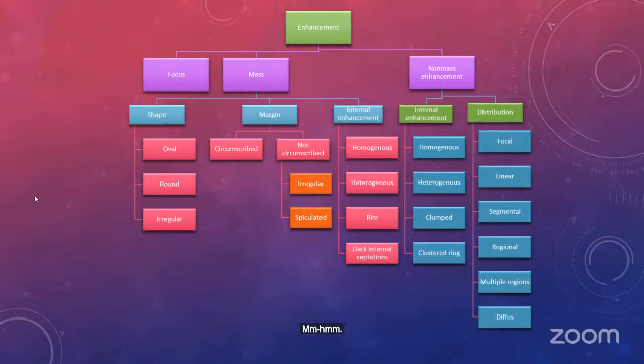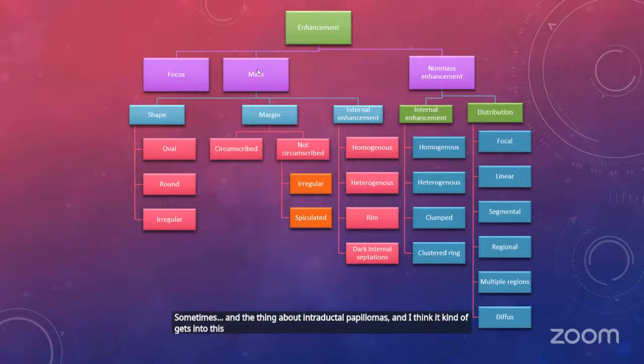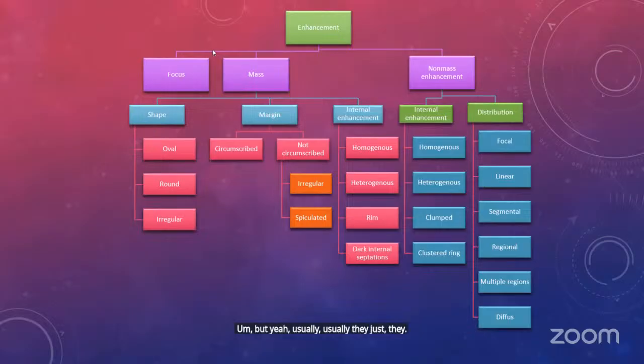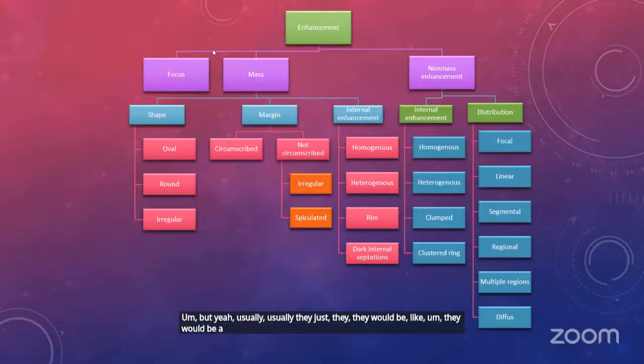Yeah, so intraductal papillomas, you generally see that as an enhancing mass. Sometimes, and the thing about intraductal papillomas, I think it kind of gets into this mass versus non-mass enhancement. They're often very small when we find them on MRI, and they're often inside the ducts. So sometimes they could look like linear non-mass enhancement, or they could look like a mass. But usually they would be a small enhancing mass.